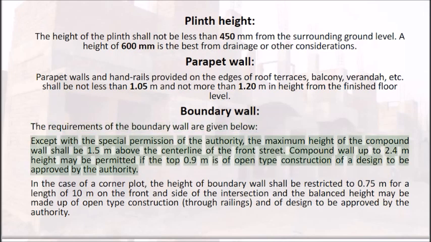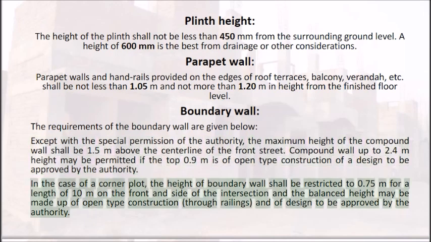Except with the special permission of the authority, the maximum height of the compound wall shall be 1.5 m above the center line of the front street. Compound wall up to 2.4 m height may be permitted if the top 0.9 m is of open type construction of a design to be approved by the authority.